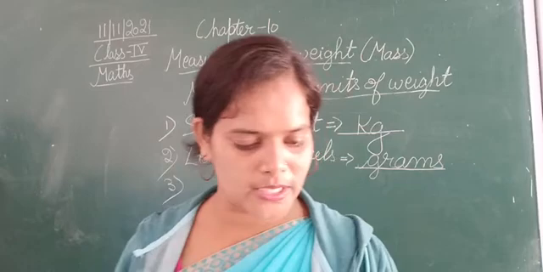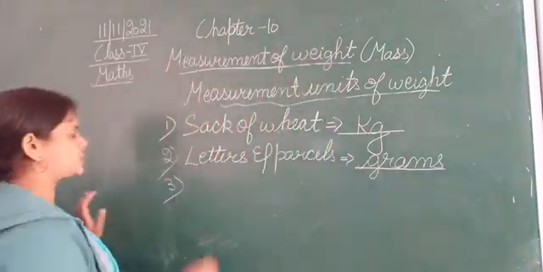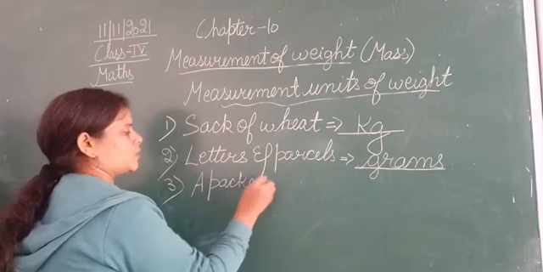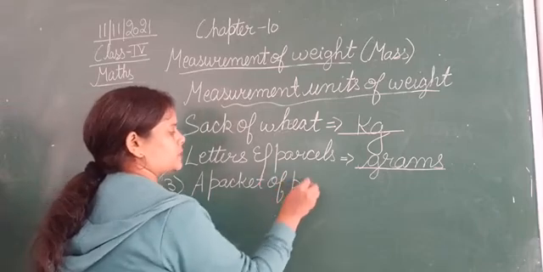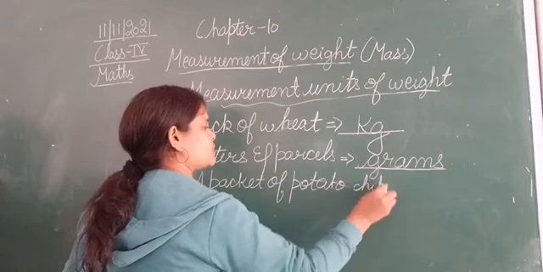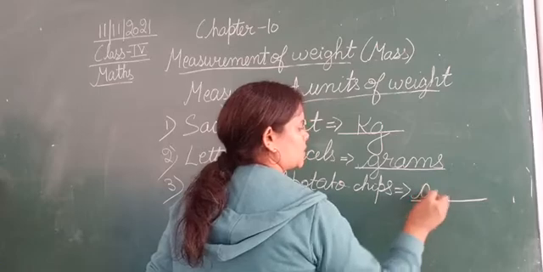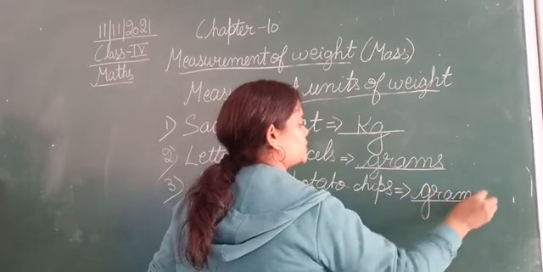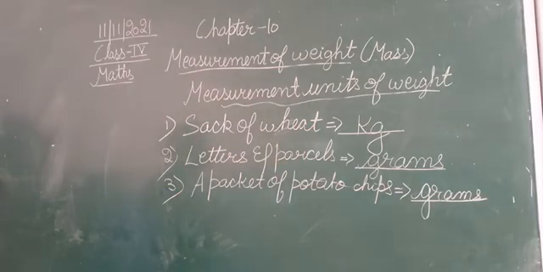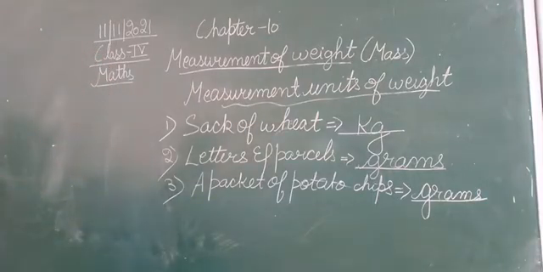The third option is a packet of potato chips. How are we going to measure a packet of potato chips? We will measure the weight of potato chips in grams, because it's quite a light object, so that's why we are going to measure it in grams. Okay, moving next to the fourth one.